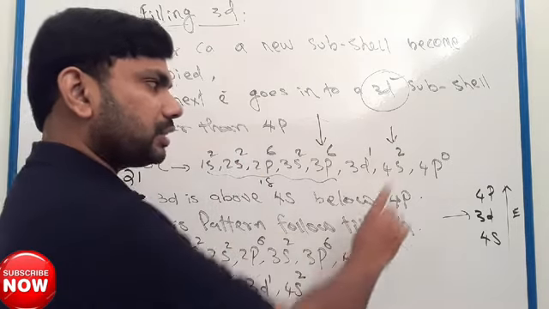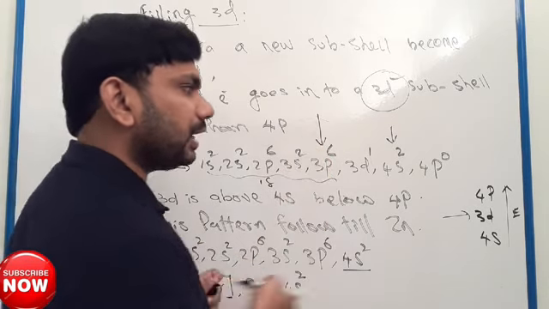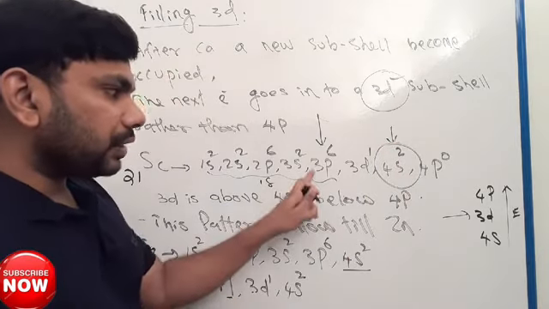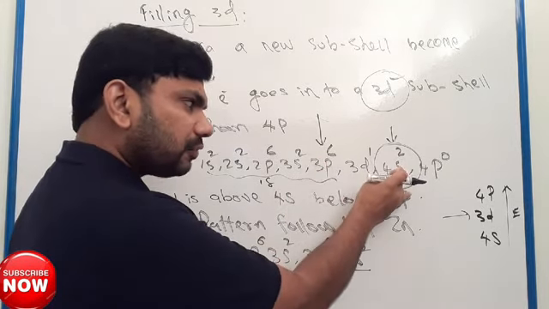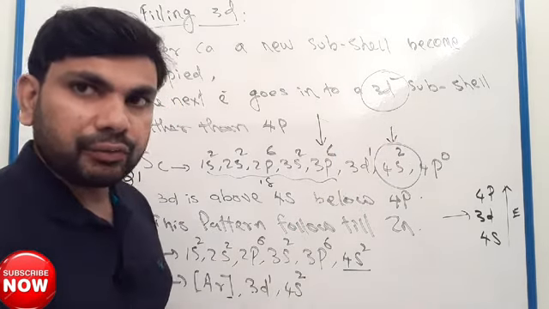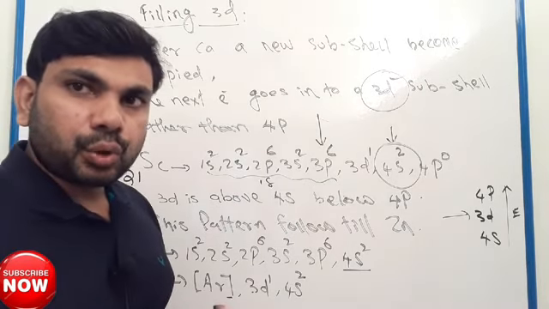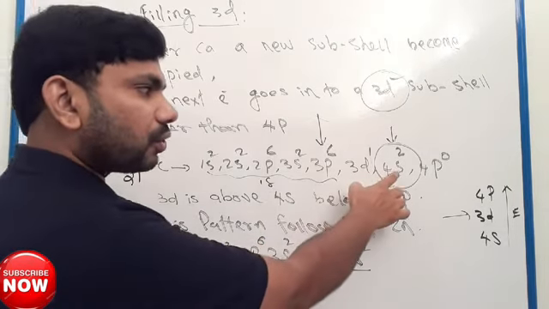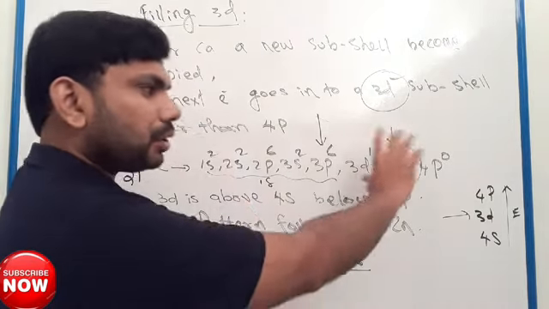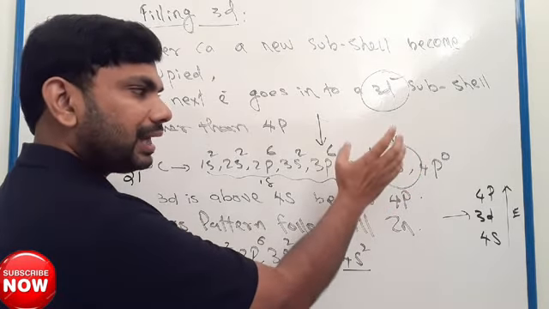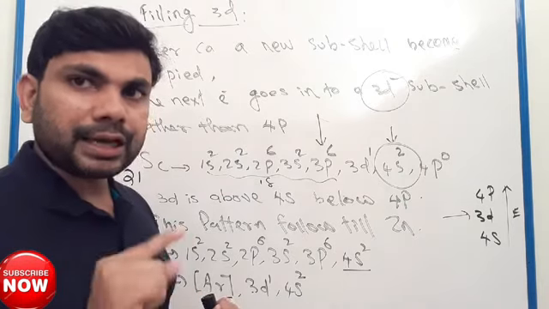We have to write according to this order: 1s2, 2s2, 2p6, 3s2, 3p6. After 3p6 we fill electrons in 4s, and after 4s we fill electrons in 3d1. The next element after scandium is titanium, atomic number 22. We fill electrons in the same order: after 3p6, 4s2, and after 4s2, 3d2.